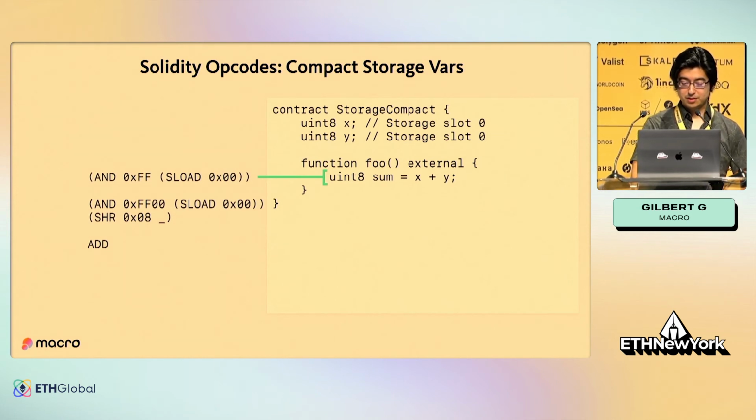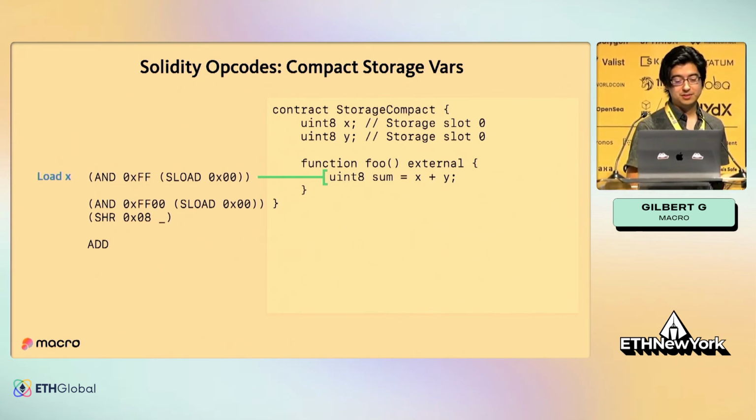So over here, we are using X and Y. And this first part is loading X. We have an sload 0. 0 is the first storage slot, so we sload 0. But we don't just sload it, because this storage slot, which is 32 bytes, now has 2 variables in it, not just one. It has both X and Y. So what we do is we bit mask it.